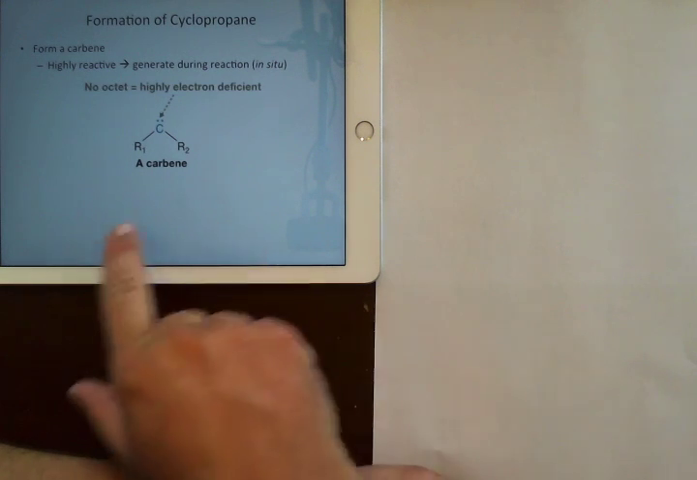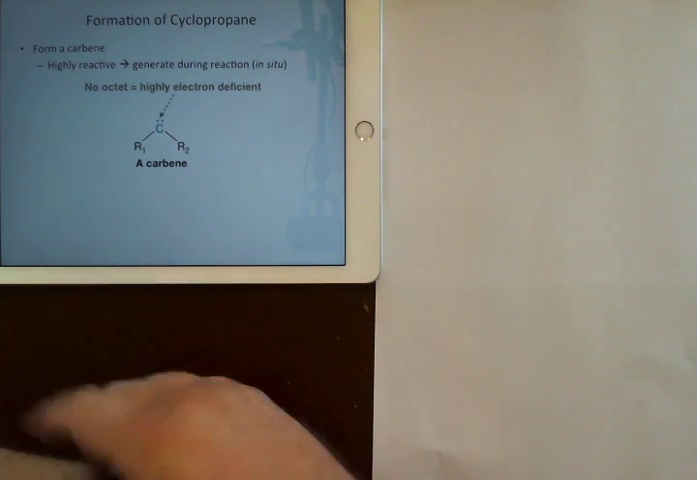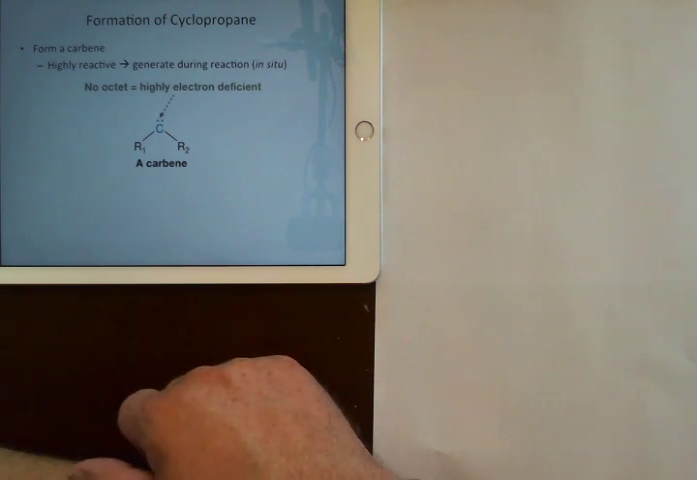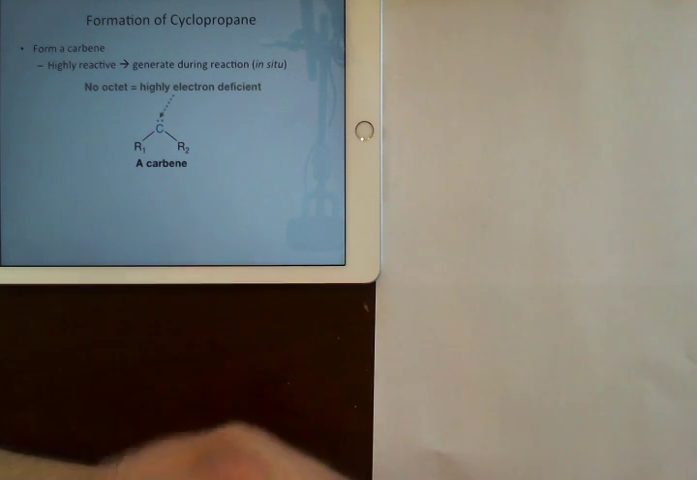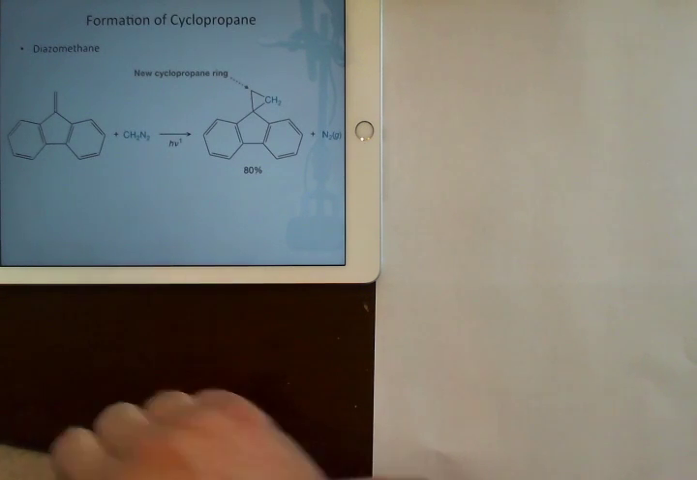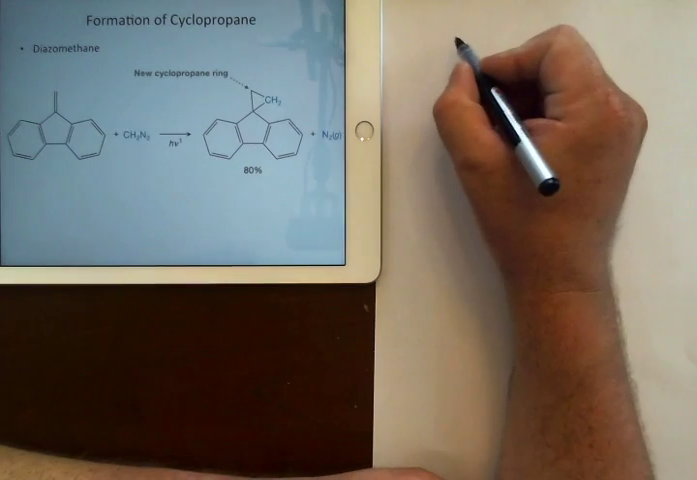It's because the carbon wants to have 4 bonds. It only has 2 and a lone pair. So it doesn't have the octet. It's electron deficient. And so one of the ways that you can do this is actually with what's called diazomethane.